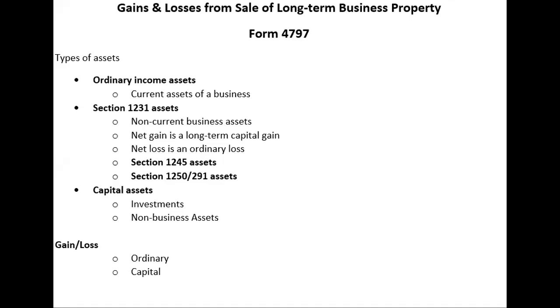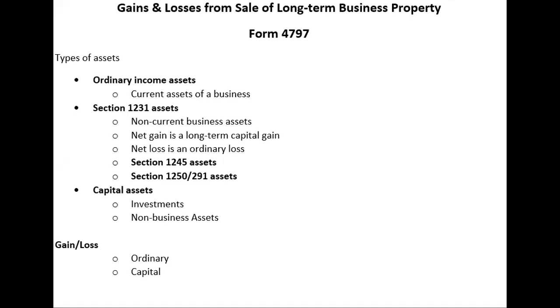So today we'll be discussing gains and losses from sale of long-term business property. You have to file Form 4797 for that under IRS. So first of all, let's understand the three types of assets that may be held by a business or corporation.